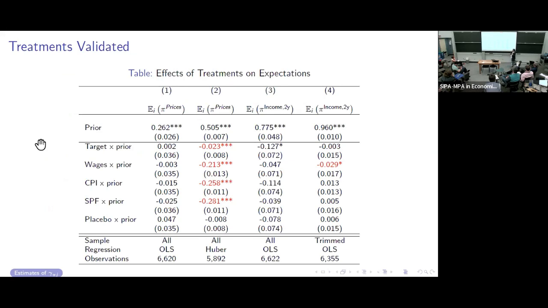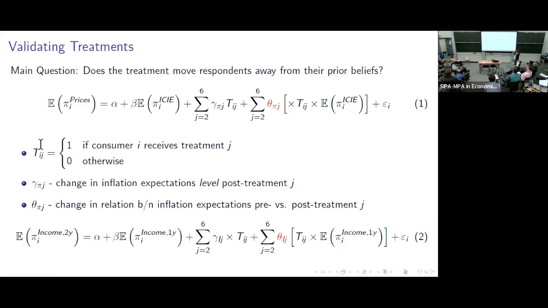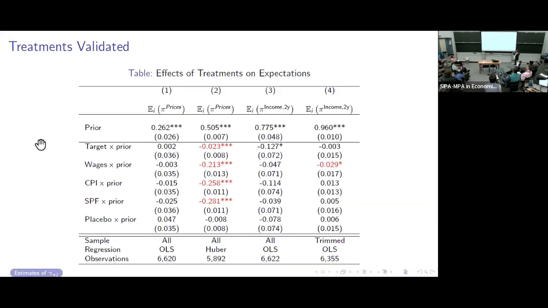So treatments are in fact validated, particularly for inflation expectations. I'd like to focus your attention on columns 2 for inflation expectations and 4 for income growth expectations. Here I'm showing just the theta estimates. Happy to open up the other slide on the gamma estimates.